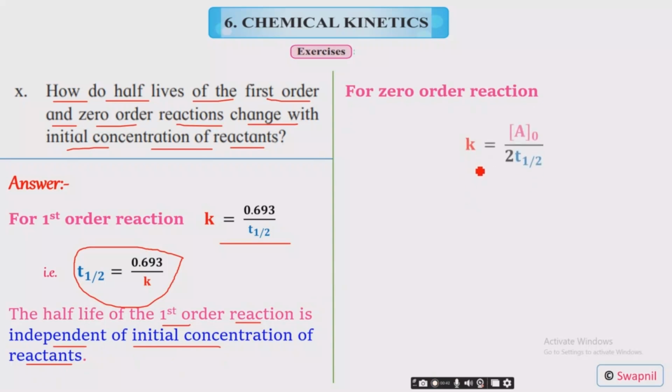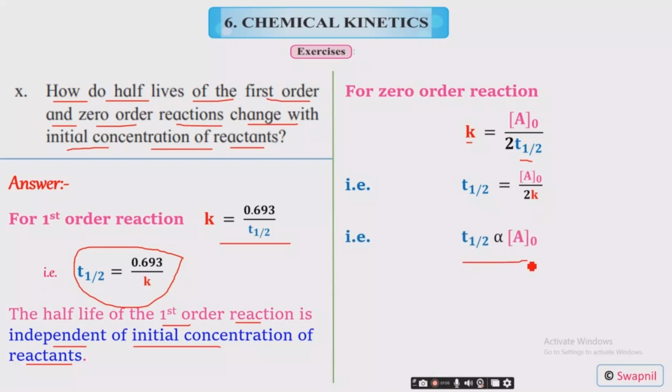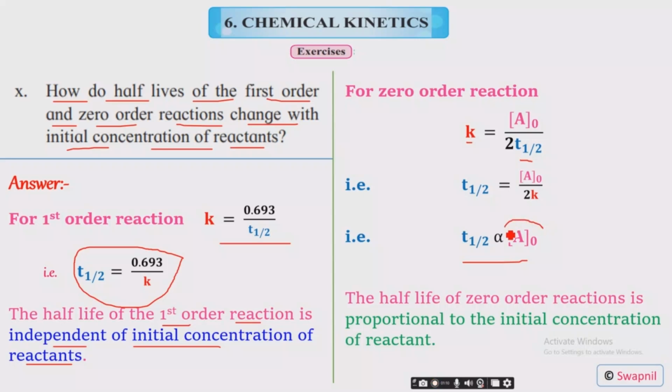And for zero order reaction, the relation between rate constant and half life is k is equal to concentration of A naught divided by 2 into t half. Now by rearranging, we get t half is equal to A naught divided by 2k, and we know that 2k is a constant, so t half is directly proportional to the concentration of A naught. Therefore, here a concentration term is present. Hence, half life of zero order reaction is proportional to the initial concentration of the reactant.